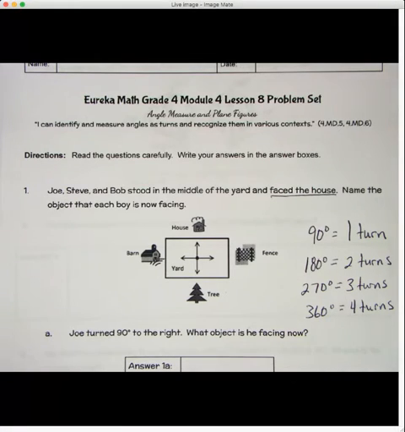All right, prepare to get dizzy because we're going to be spinning around this entire math lesson. We are looking at lesson 8 today in this geometry module, module 4 that we are working on. And we're looking at turns today.